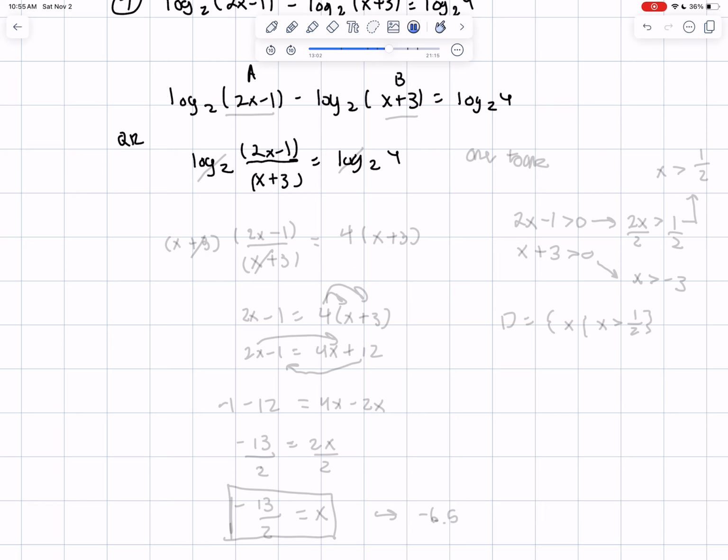Okay, then we use the 1 to 1 to cross out our logarithms. Then what we do is we use our LCD.